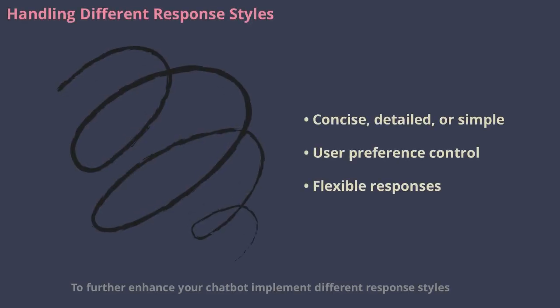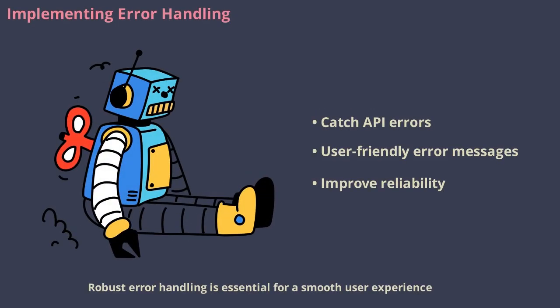To further enhance your chatbot, implement different response styles. Allow users to choose between concise, detailed, or simple replies. By adjusting the prompt instructions, your chatbot can provide answers that match the user's preferences, making interactions more flexible and user-friendly.